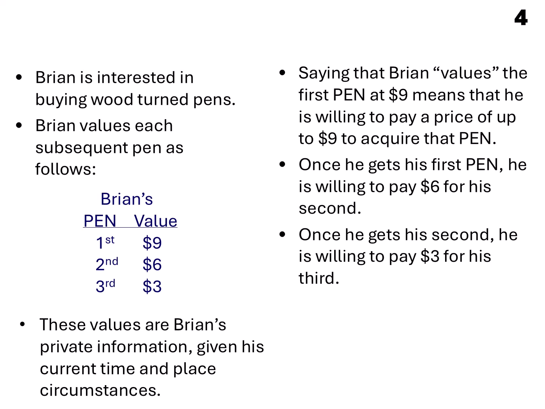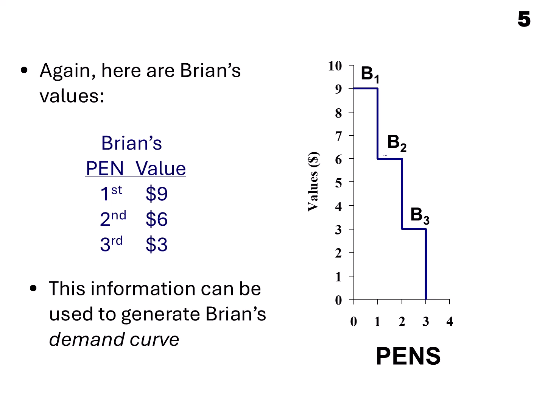You might wonder what if Brian values a set of pens as a collector's item. In this case, we could change the unit of goods to sets of pens and not individual pens. Note that the reservation values in our table are private information known only to Brian. Slide 5. We can graph Brian's values as the step function shown in the graph. Each step reflects an indivisible unit, in this case, a pen. Notice the step function is downward sloping.